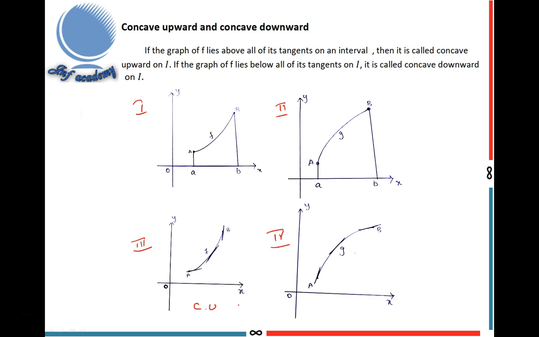In diagram 4, the curve lies below the tangents, so this graph g is called concave downward on [a, b] by using that definition. The definition says if the graph of f lies above all of its tangents on an interval, then it is called concave upward. This is that type. And if the graph of f lies below all of its tangents, this is a concave downward curve. This is the explanation of concave upward and concave downward curves.